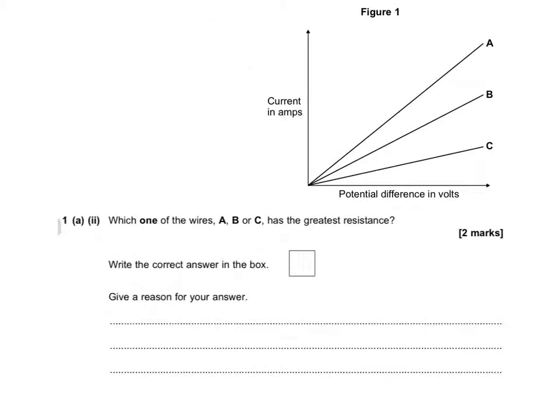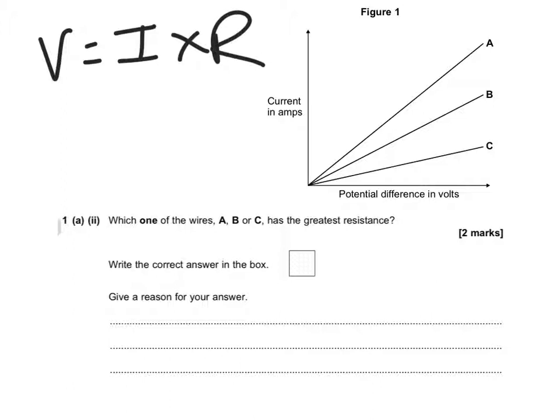So the next part of the question says which one of the wires A, B or C has the greatest resistance. I want you to write down the correct answer in the box and then give a reason for your answer. So we need the equation that links current, potential difference, and resistance. That equation is V equals I times R, where V is potential difference, I is your current, and R is your resistance. Quickly rearranging that, we get R equals V over I.